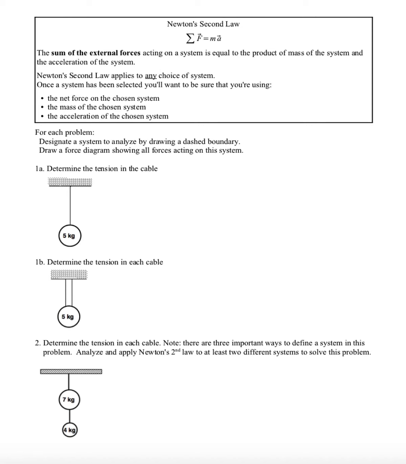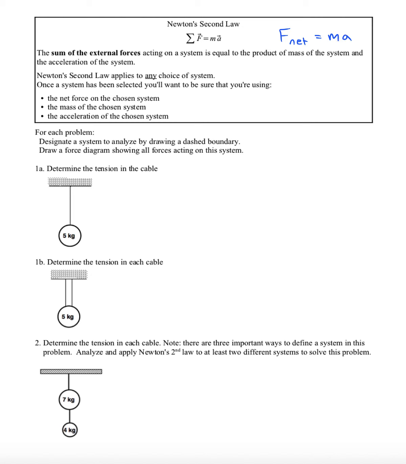Newton's second law of motion says the sum of the external forces acting on a system is equal to the product of the mass of the system times the acceleration of that system. It's symbolized as sigma F equals ma. Sometimes you may also see it written as F net equals ma, and these both mean the same thing.